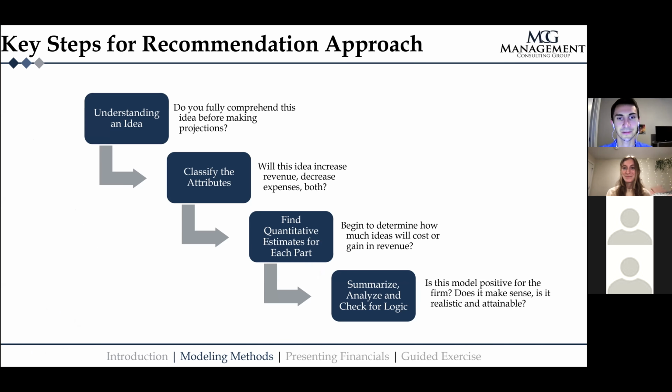I don't know where I got cut off, so I'll just start with classify the attributes again. Sorry about that. So classify the attributes. What was the idea? Increase revenue, decrease expenses, both.